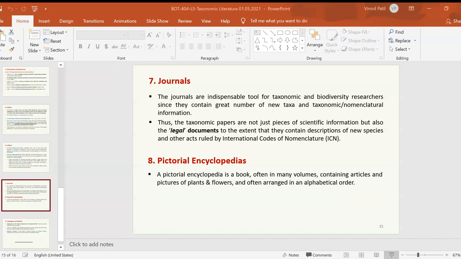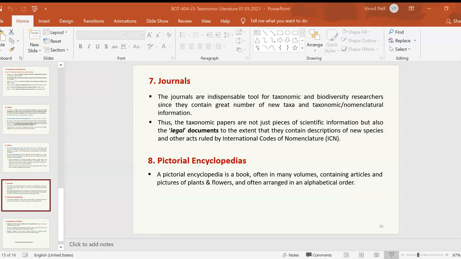Then pictorial encyclopedias. A little information: a pictorial encyclopedia is again a voluminous book. Voluminous means that it may be available in various volumes, often in many volumes, containing articles and pictures of plants and flowers, and often arranged in alphabetical order. So these are the pictorial encyclopedias. This will be just like the floras or the manuals or the monographs, but these may contain the pictures in the majority.